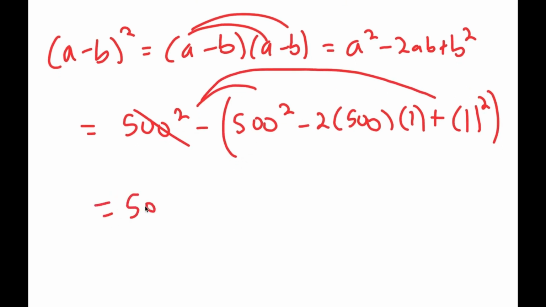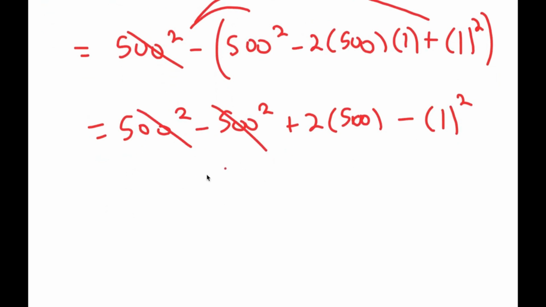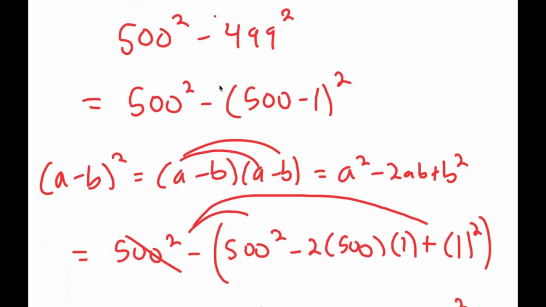So this turns into 500 squared minus 500 squared plus 2 times 500 times 1, which is the same thing as 2 times 500, minus 1 squared. Now these two can cancel out, so I get 1,000 minus 1, which is equal to 999. So again, I get 999 as my answer.